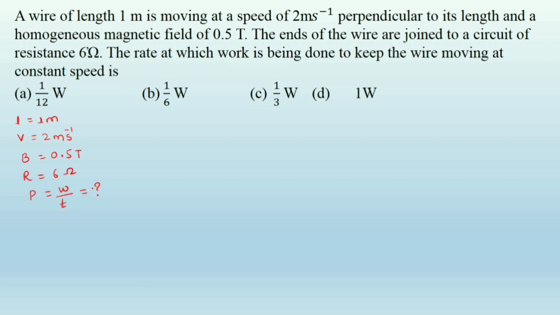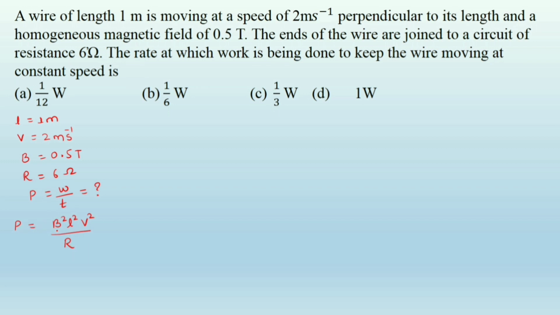So directly we have the equation for the power, that is B square L square V square divided by R. So in our regular classes, we already studied this equation. So B, L, V and R, all the four terms are given here. Directly you can substitute the values to get the rate of work or the power.